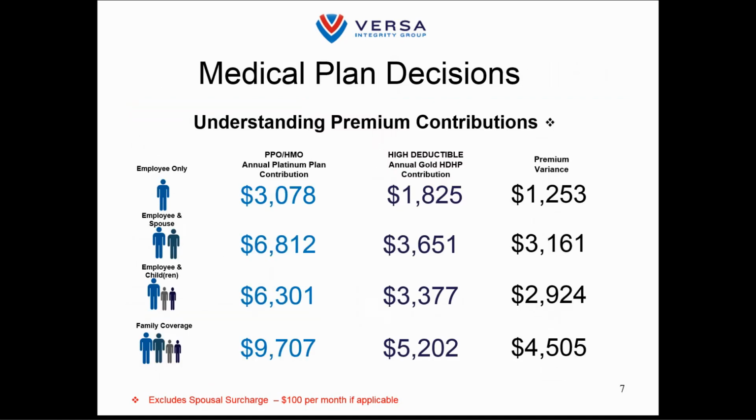When making the choice between the 2 medical plans, you need to be aware that while there are big differences in the benefits being offered between the 2 plans, there are also significant premium differentials too. This slide highlights the differences in the premiums to help you decide which plan is the right choice for you. Again, please remember that all of the annual premium amounts listed here do not take into account the spousal surcharge, which would be an additional $1,200 per year, or any possible contributions that you might make to your health savings account if you are enrolled in the Gold High Deductible plan.